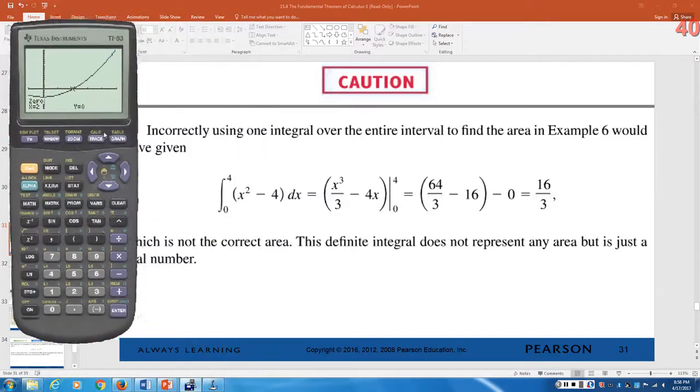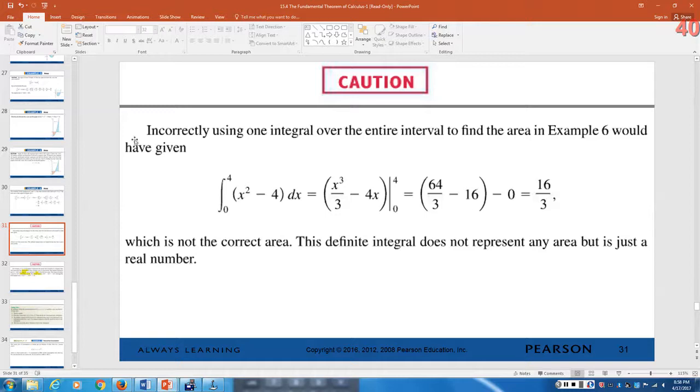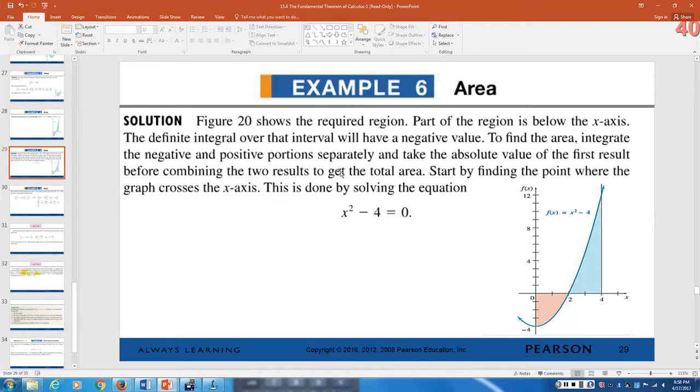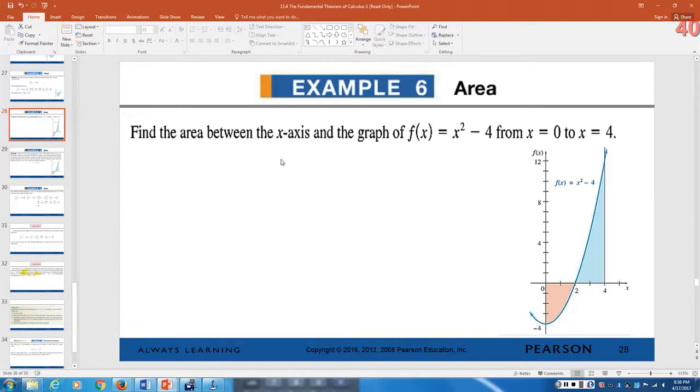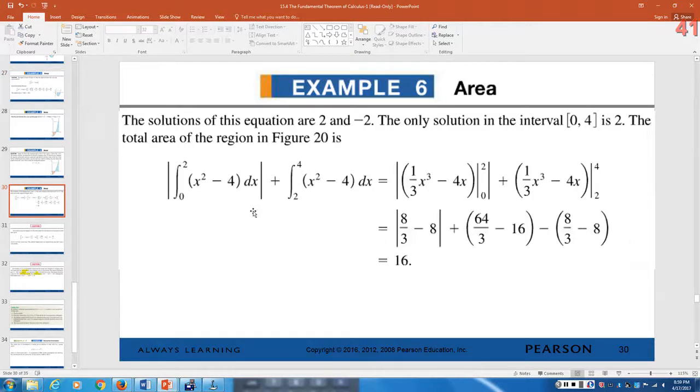What's the answer supposed to be? Um, 10 over, no, that's not it. Where's the right answer? 16.